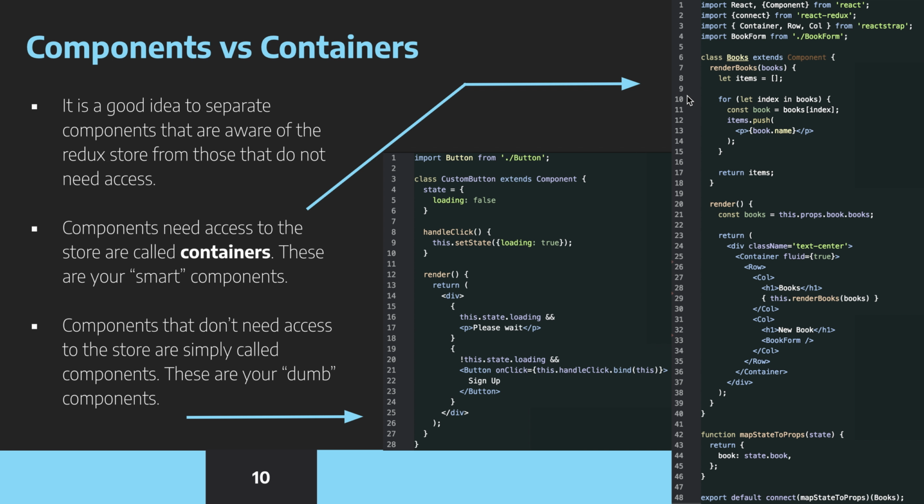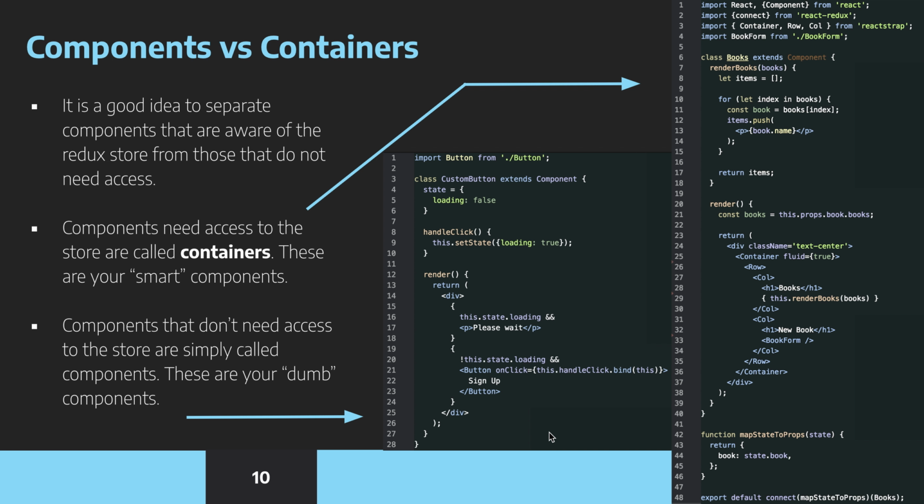So the example on the far right is an example of a container. At the very bottom, you can see I've got the export default connect. I'm mapping the state to the props, so that way I have access to the piece of the store that I need. And the example on the left is just that simple custom button where it has a little bit of state, but for the most part, everything is contained and it doesn't need access to the Redux store.